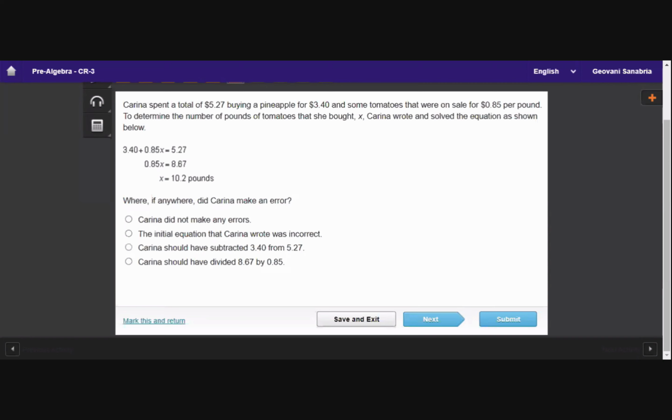Which one is that one? Karina did not make any errors. The initial equation that Karina wrote was incorrect. Karina should have subtracted. So it'll be the third one. Yeah.